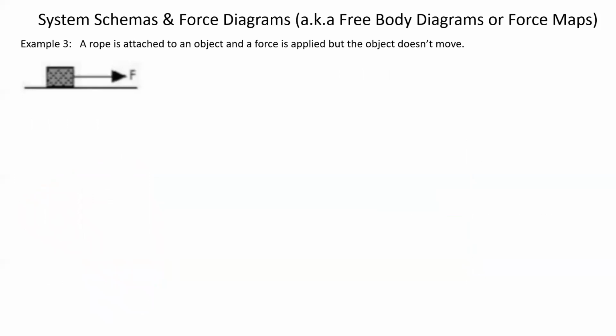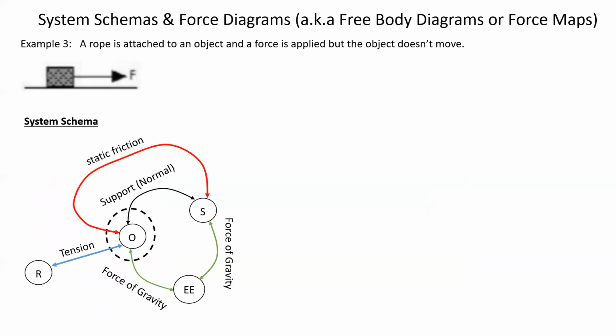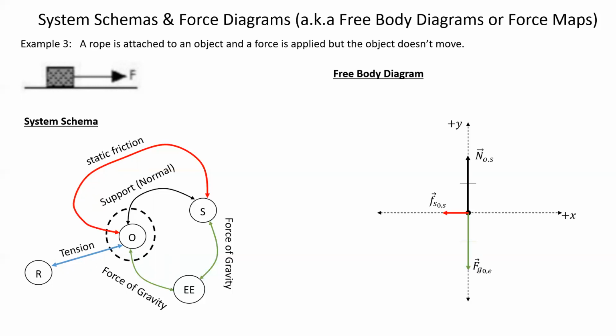Okay, the next example. A rope is attached to an object and a force is applied, but the object doesn't move. So the system schema kind of looks like this. And notice now we have one additional force. There is a tension force between the system, the object, and the rope. So now when we draw a force diagram, there will be 4 forces acting on this system. So here are the 3 forces that we had before, except this time it would be a static friction force instead of a kinetic friction force.